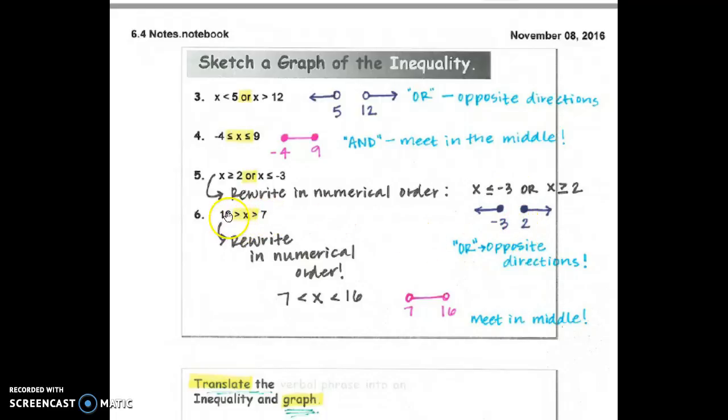Same thing, number 6, sorry. 16 comes before 7 in this case. Well, we know that's not true in numerical order, so we're going to rewrite it as 7 is less than x, which is less than 16.